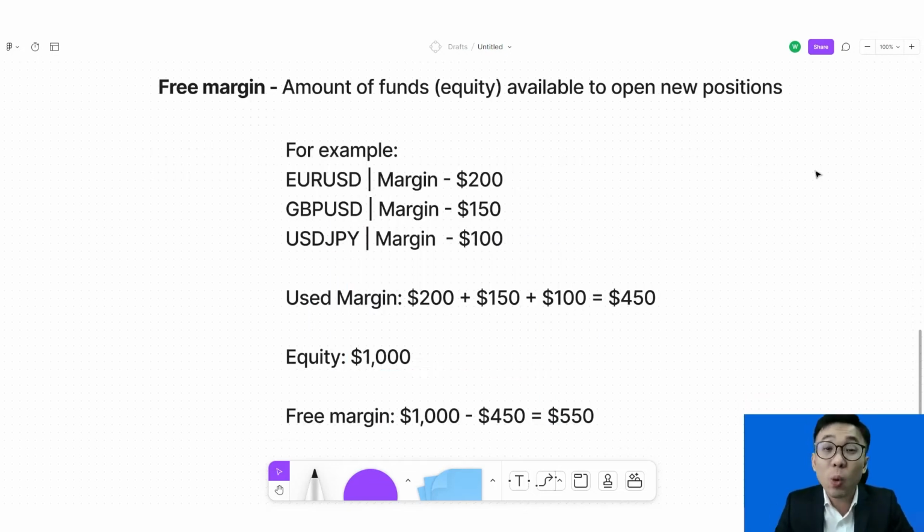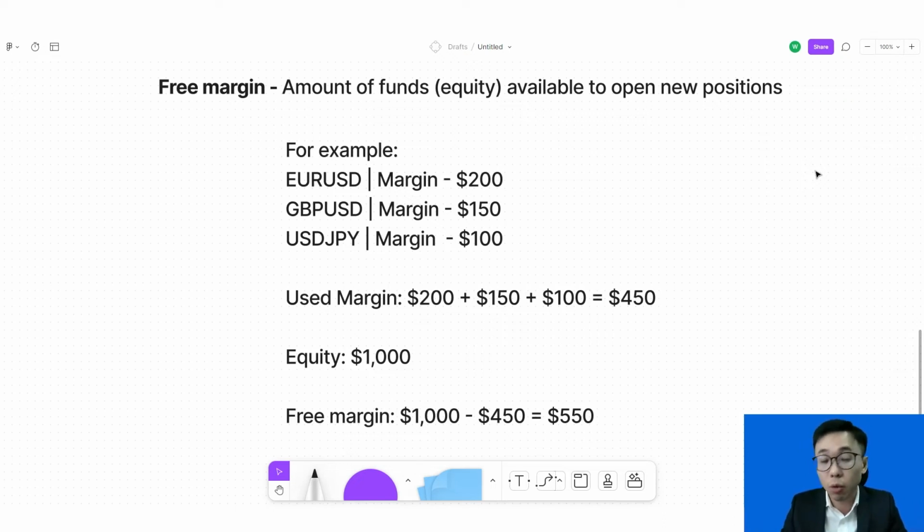Now, since we know what is use margin, whereby it actually calculates how much margin is being incurred, there will be the opposite called free margin. Free margin is literally the sum of funds, or known as equity, that is available to open new positions. It is actually quite simple to calculate this.